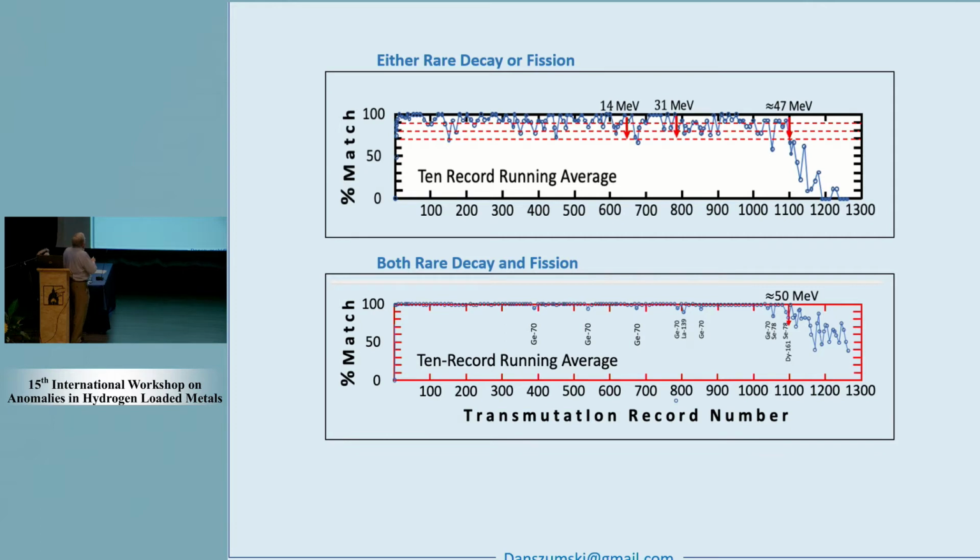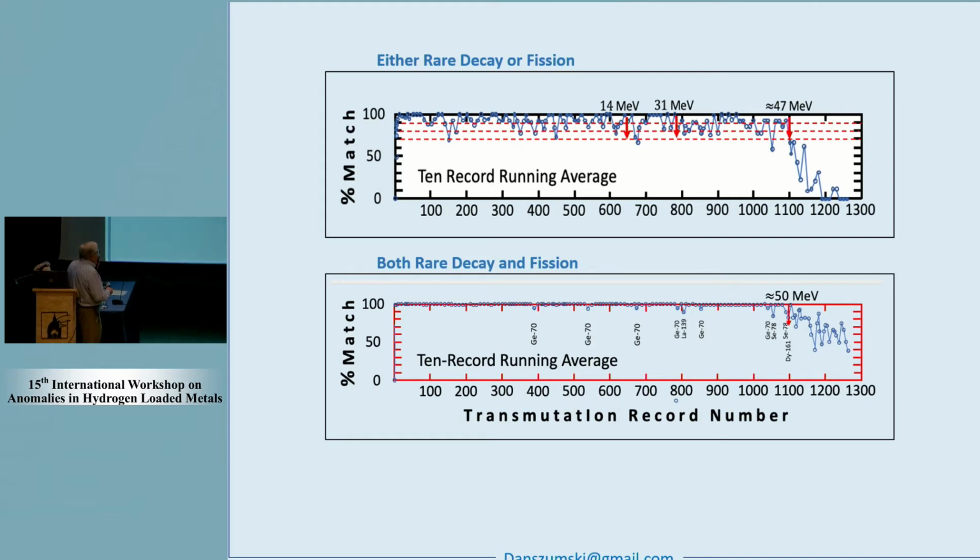So here's either rare decay or fission, about 70 to 100% resolution of Miley's data. But when I do both rare decay and fission reactions, everything sits at about 100%. It's matching Miley's data exactly. The outliers are germanium-70. There's 6 of them here, 7 of them. And also selenium-78 is already beyond that.